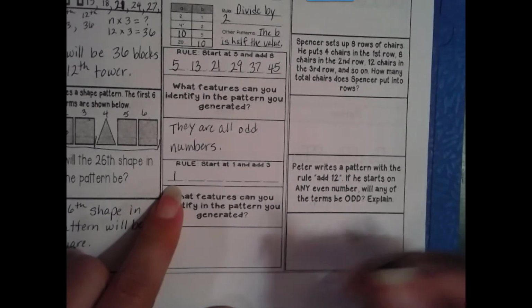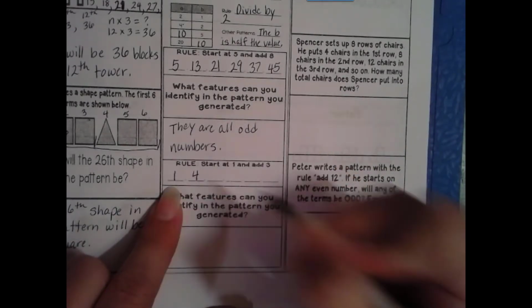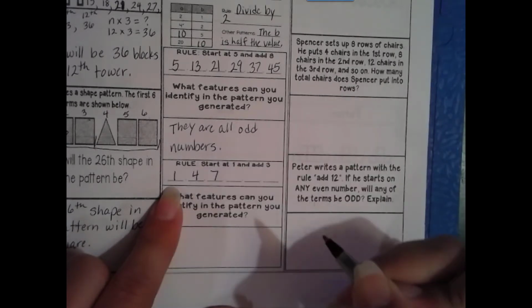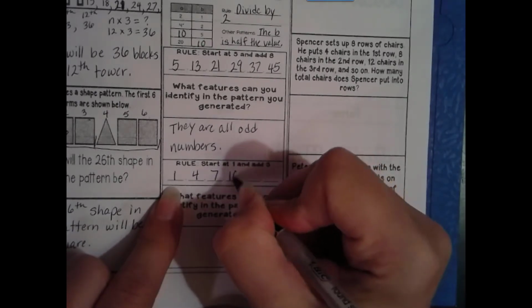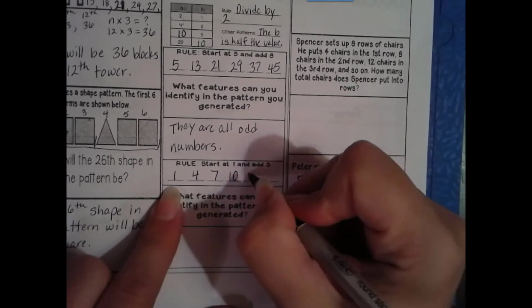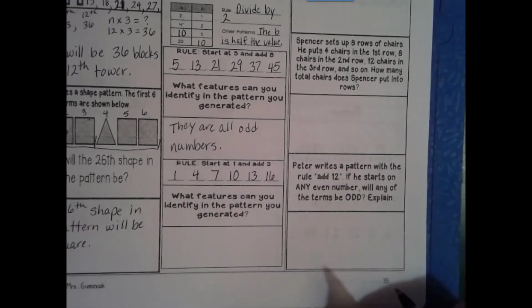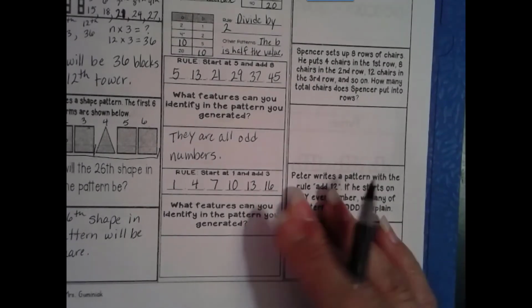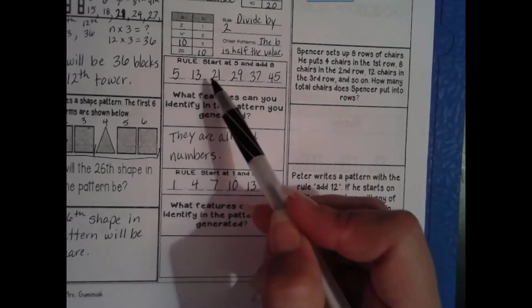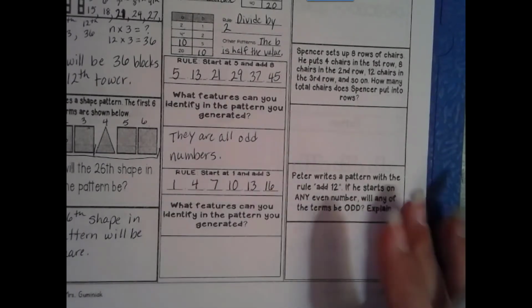So start at 1, add 3, I get 4. Add 3, I get 7. I add 3, I get 10. I add 3, I get 13. Add 3, I get 16. So when I started with an odd number and added an even number each time, they all stayed odd.